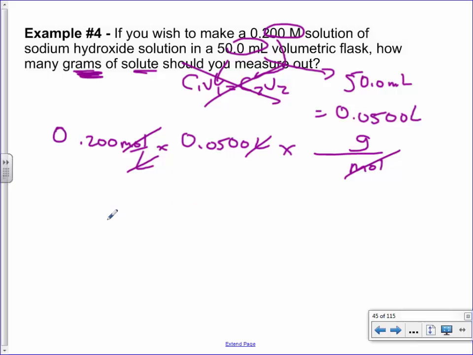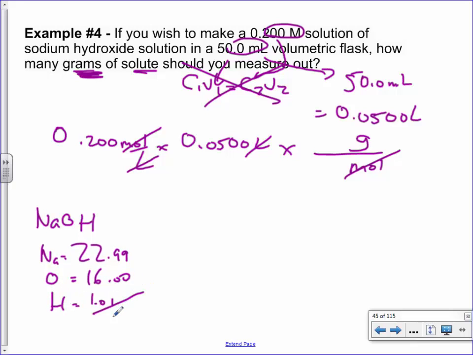So, first, what's sodium hydroxide? NaOH. Does that fit together perfectly like that, or do I need to put any 2s somewhere? It fits. It's a 1 and a 1 for charges. So sodium is 22.99. Oxygen is 16. Hydrogen is 1.01. So this ends up being 40 right on the dot.